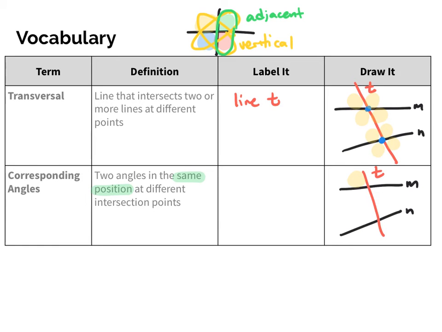Let's say that I have my angle here. The way I like to think about it is that at that intersection point, that angle is at the top left corner. So if I go to the other intersection point, I want to identify the angle that's also in the top left corner. Those two angles would be considered corresponding angles. That does not mean that they are the only ones. If I chose the top right, that would correspond to the top right. The bottom right would correspond to the bottom right, and the bottom left to the bottom left. So anytime they're in the same location, they're considered corresponding angles.